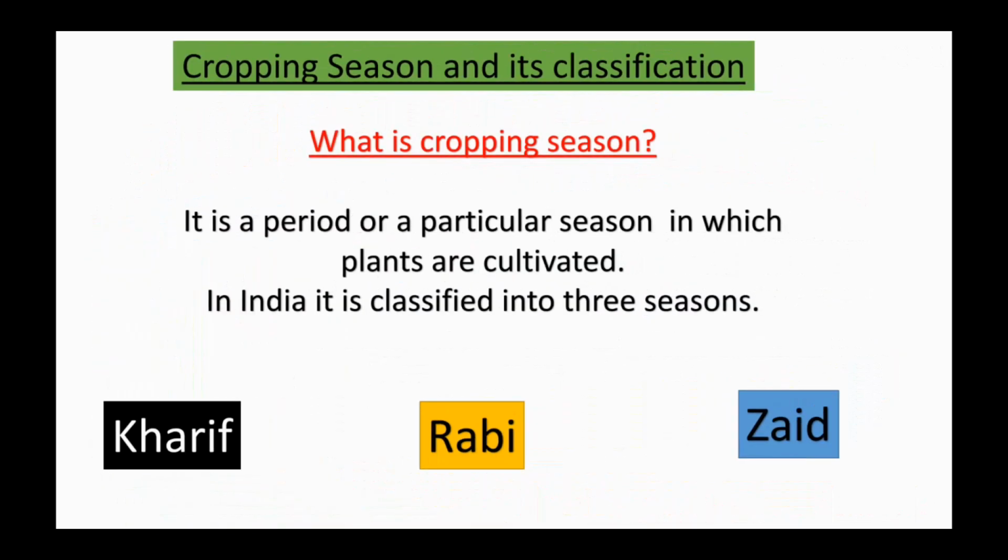Before starting the agricultural crops, I must clarify what a cropping season is. It is a period or a particular season in which plants are cultivated. In India, it is classified into 3 seasons. They are kharif, rabi and zaid crop.